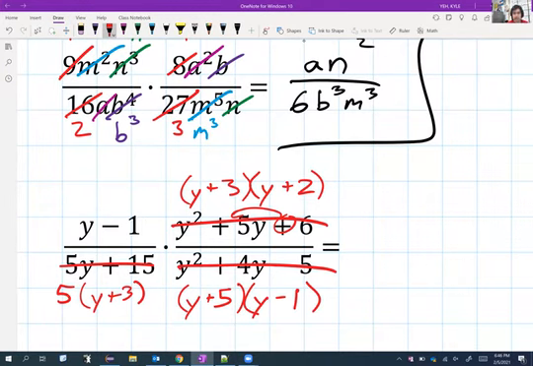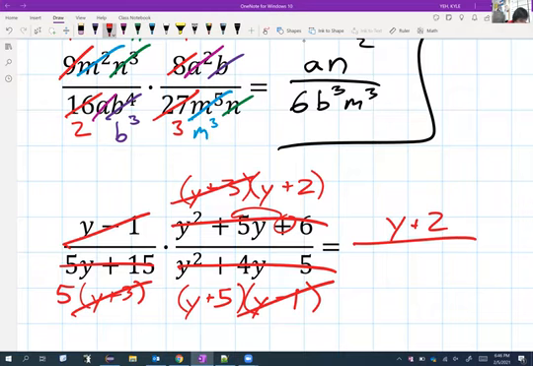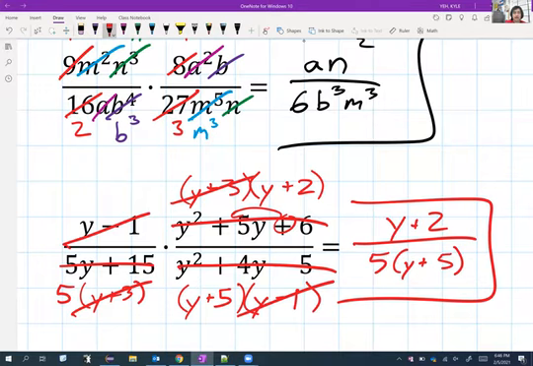Now, why was this super convenient? Because we have a y plus 3 on bottom here, y plus 3 on top. y minus 1 on top, y minus 1 on bottom. And so by factoring, we can see that this just comes out to be (y plus 2) over 5 times (y plus 5). And that simplifies the multiplication of rational expressions.